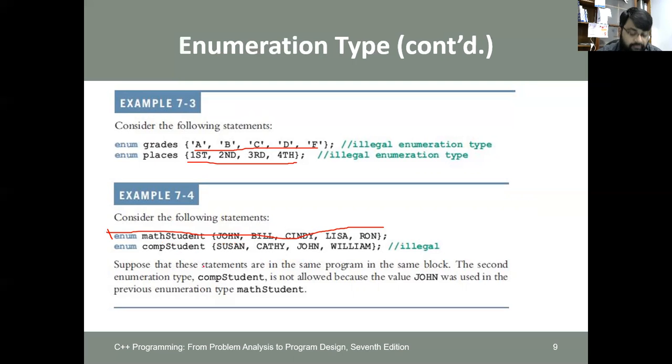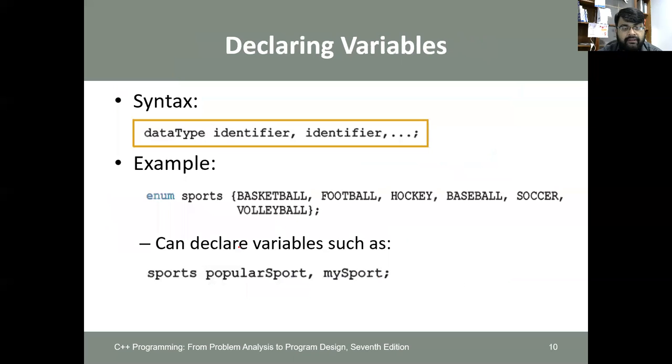The alternative here, if you want to declare John as both a math student and a computer student, would be to make a student class which contains only one of these names. And then in math student, you can register John as a math student as well as a computer student. But John cannot be part of two different enumeration types in the same block. That's the main issue here.